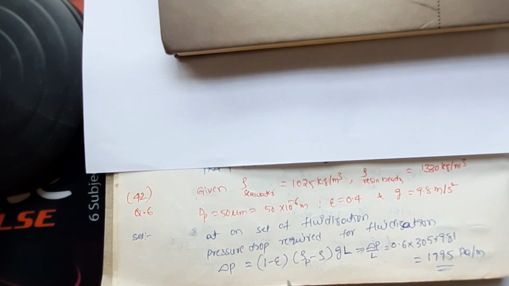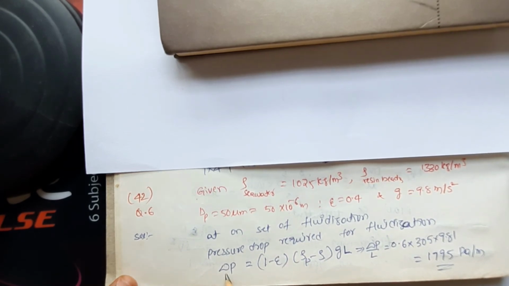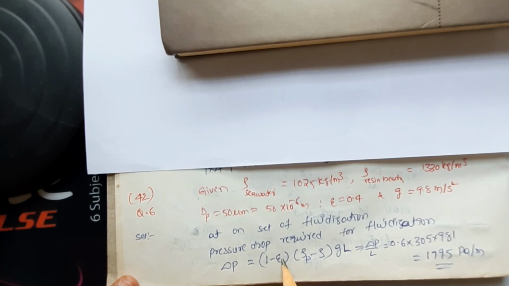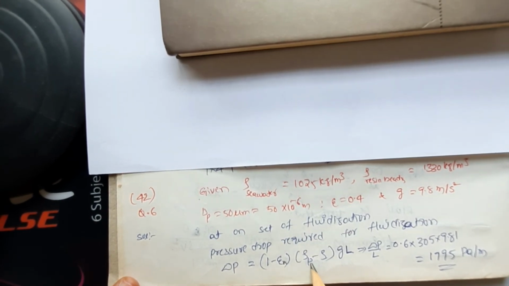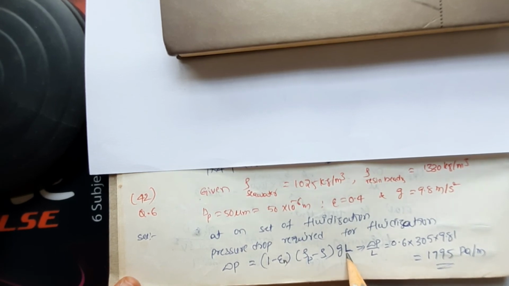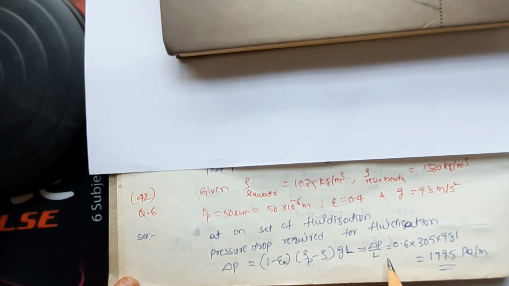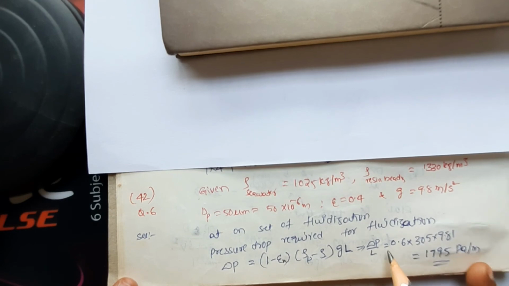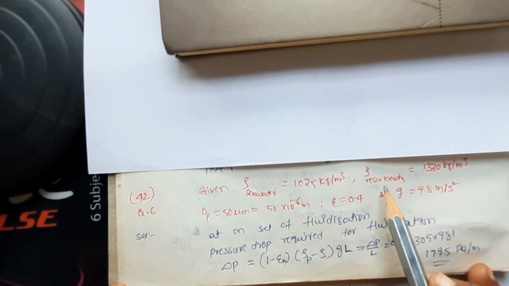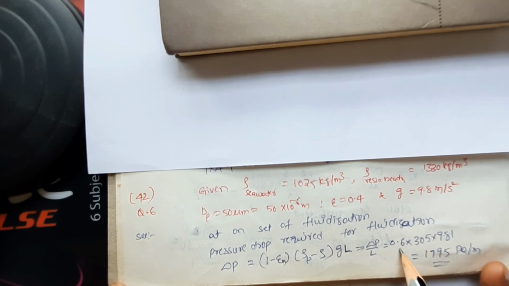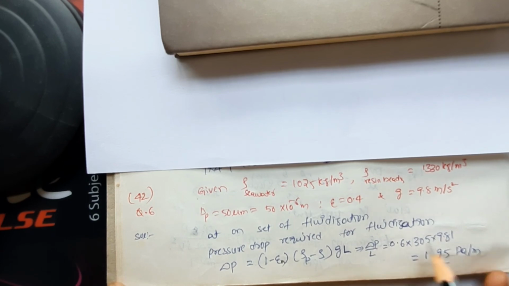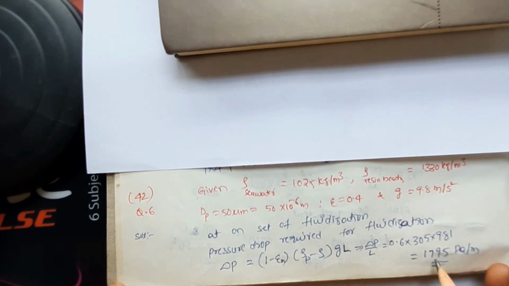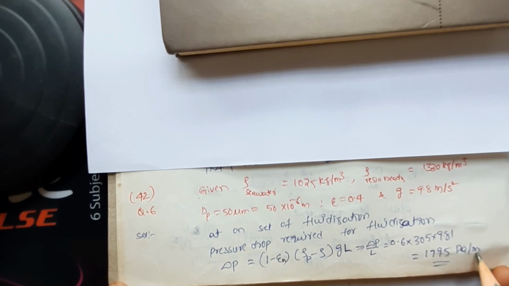From the concept I have explained, the minimum pressure drop required for fluidization is delta P equals (1 minus epsilon M) (rho P minus rho) g L, right? They have asked us to calculate the pressure drop required. The length of the bed height is not given, so we can calculate the pressure drop per unit length. By substituting the corresponding values, epsilon equals 0.4 so 1 minus epsilon equals 0.6, the difference rho P minus rho is this much, and g is 9.81. Substituting, we get 1795 Pascal per meter, the pressure drop per unit length.